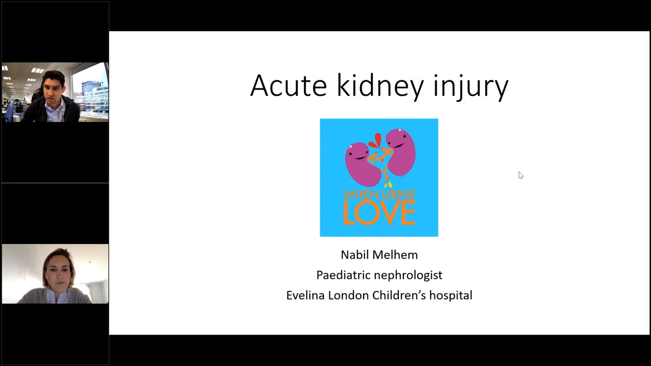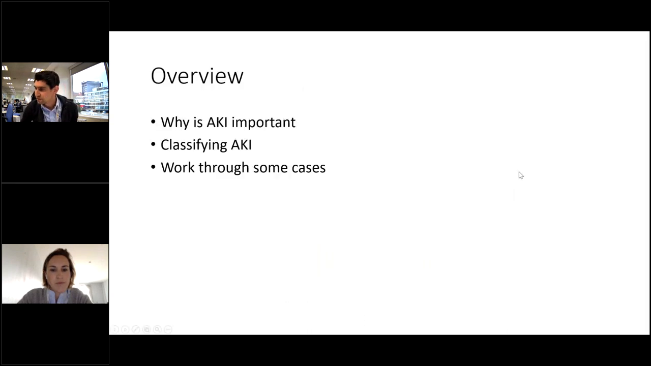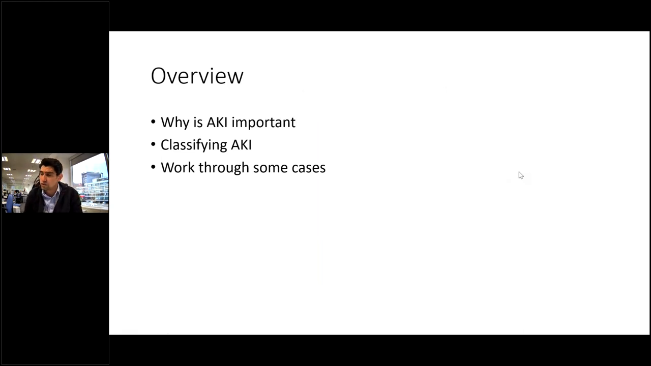So to start with, just an overview of what we can talk about. First of all, it'd be good to try and define what acute kidney injury is and to emphasize why it's important for our patients, for all children, whether they have an underlying kidney condition or not. And then some of the issues we have with classifying acute kidney injury, which is a murky area, always has been. And then what we can do about it, and then we'll finish off, if we have some time, with some cases we can work through, and hopefully you can make it as interactive as possible.